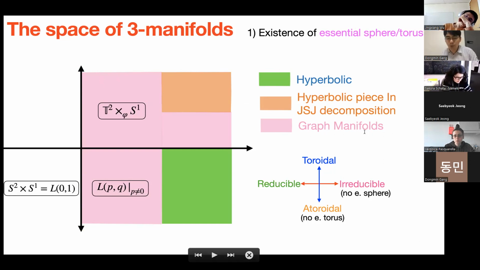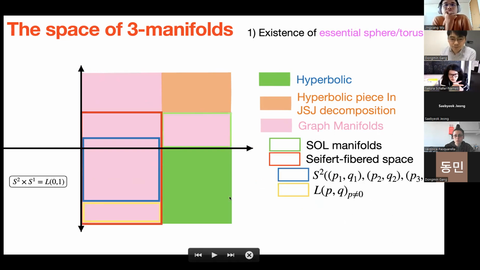It is a graph manifold. This graph manifold covers a very large class of the non-hyperbolic three-manifolds. So non-hyperbolic three-manifolds can be divided into two classes: those with a hyperbolic piece in the JSJ decomposition, and the other cases, which are called graph manifolds. And this graph manifold class contains various interesting subclasses of three-manifolds. And this is not all the graph manifolds; there are other graph manifolds.